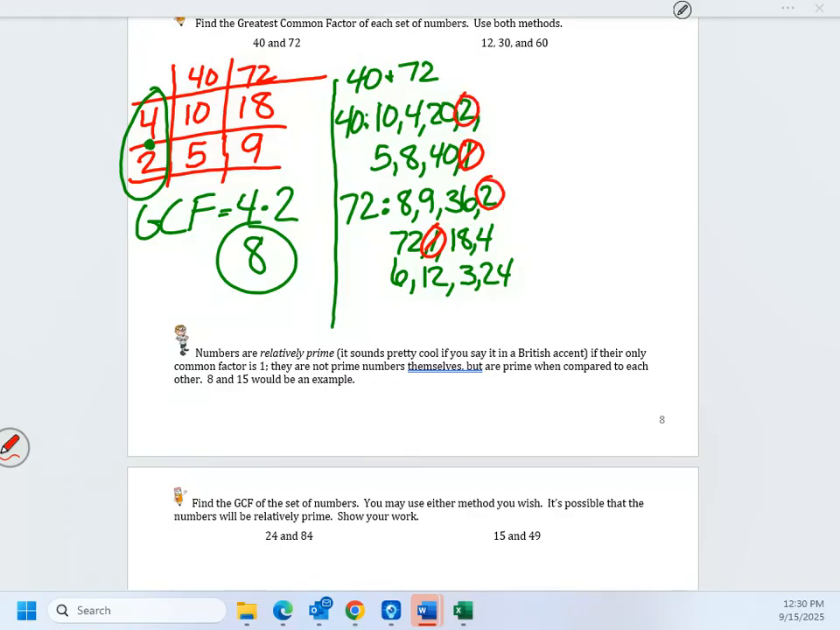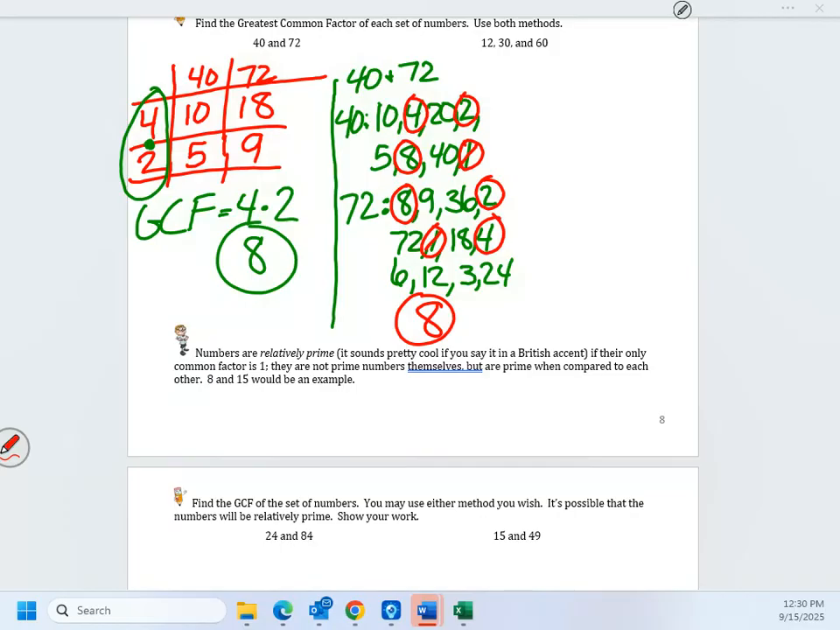I've got 3, but I don't have 3. 4 and 4. 5, but no 5. 6, no 6. 8 and 8. 9, no 9. 10, no 10. Then we've got 20 and 40 that are not down here. So looking at the 4 that I circled, the 4 that they have in common, what's the biggest number that I circled? Henry? 8.